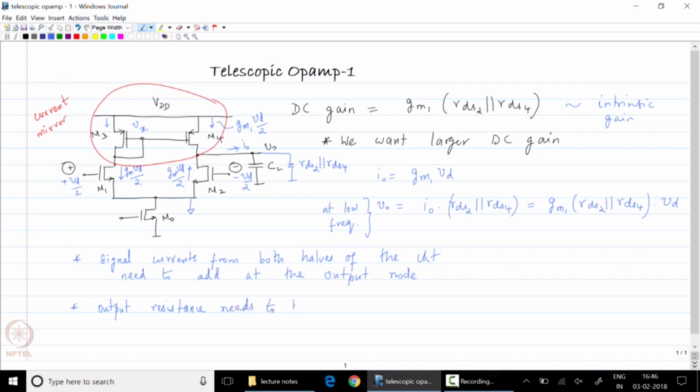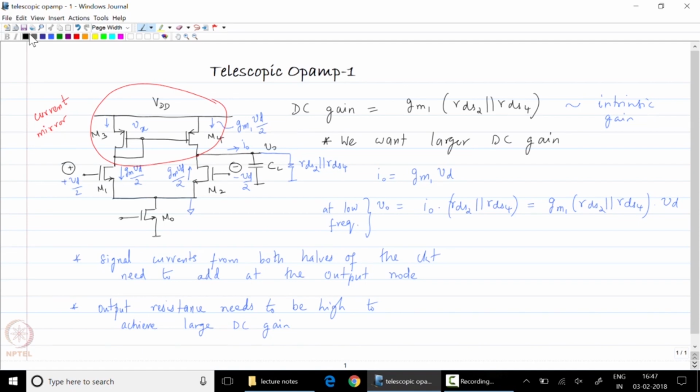Needs to be high to achieve large gain. Large DC gain. So what this means is that if you want to increase the DC gain of the op-amp, you only have 2 options. You have to either increase GM or you have to increase RDS.